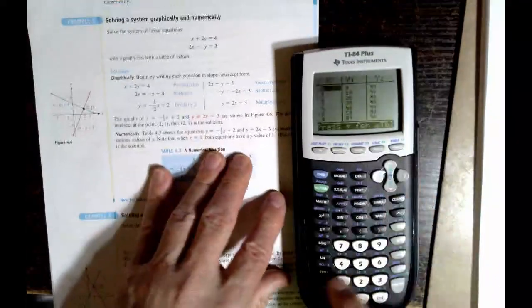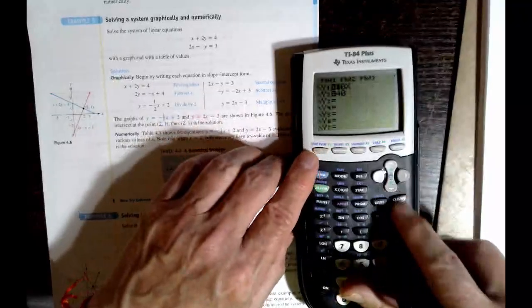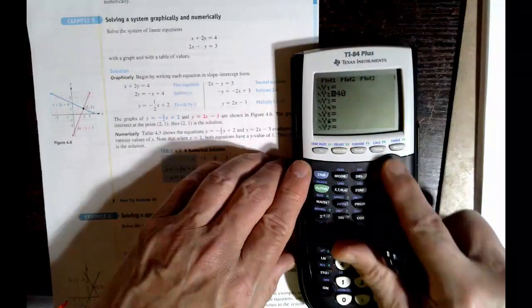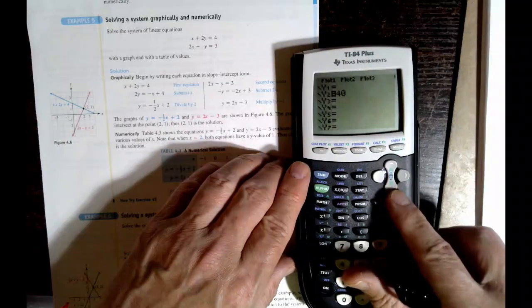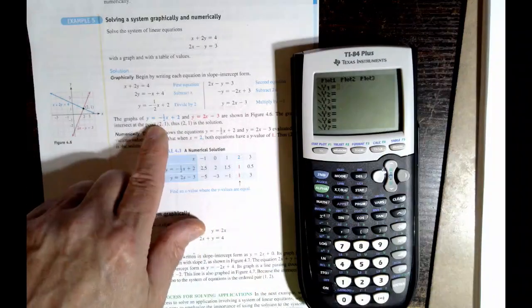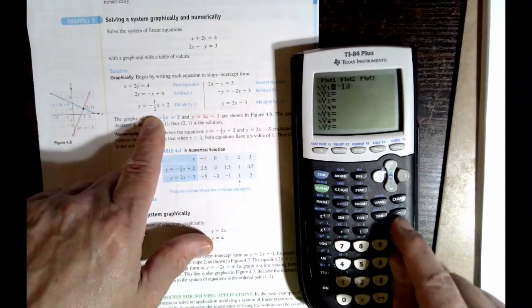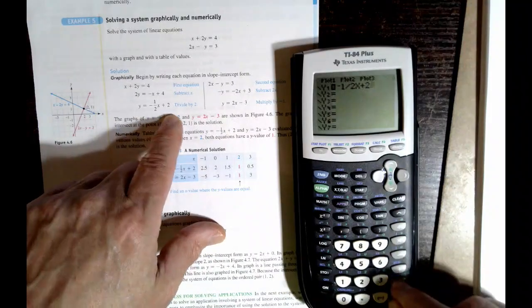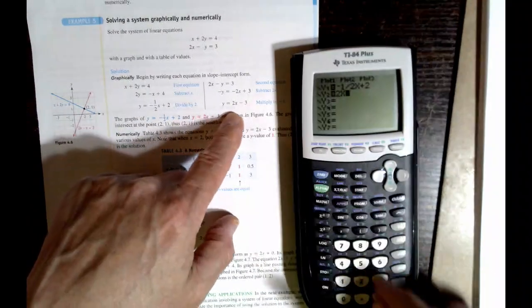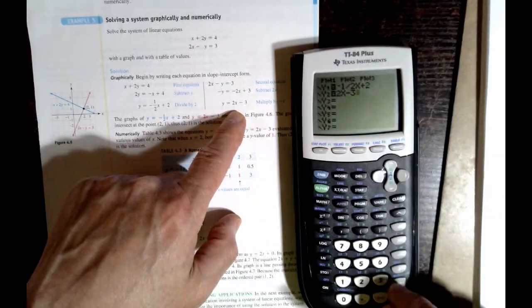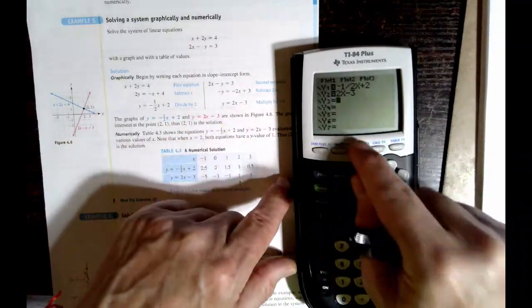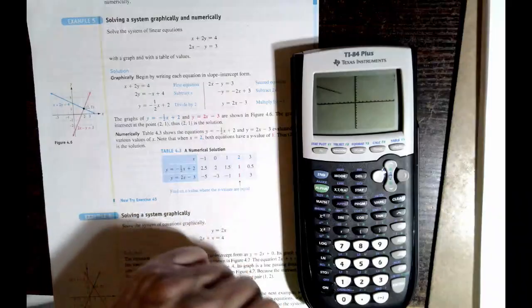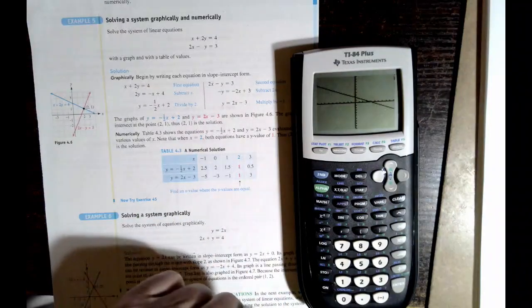You can just type in each one of those under y1 and y2. Under y1 you type in -1 divide 2x plus 2, and 2x subtract 3. Now hit zoom 6. That's typically a good place to start. So there's your first equation, there's your first line, there's your second line.